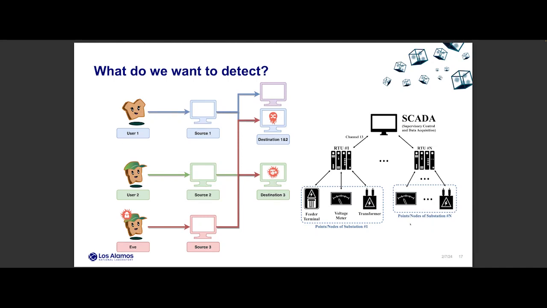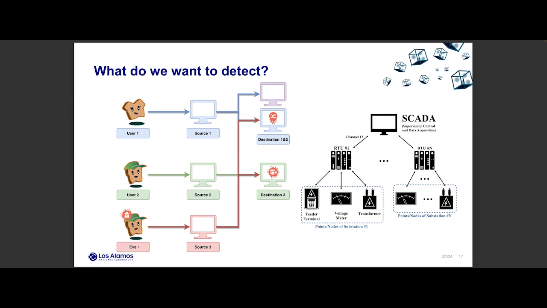I have two examples here, the one on the right for a power grid SCADA system, but let's look at the one on the left that I really like. Let's say you have several users, user 1, user 2, and we have Eve here who's going to act like user 2. Each user has a source computer they use to log on to a destination device, like a server, for example.